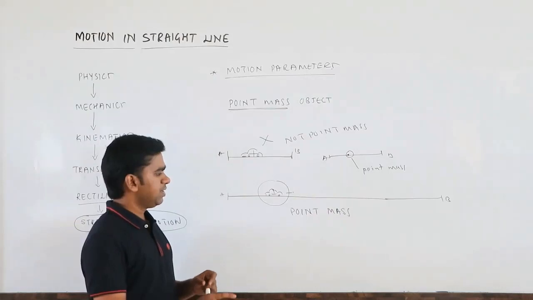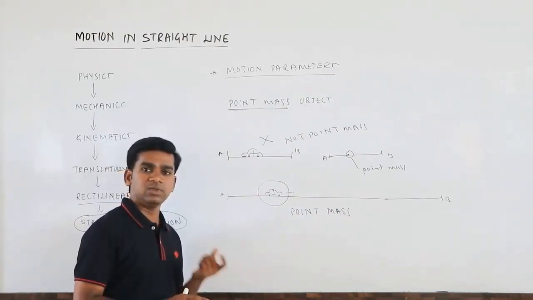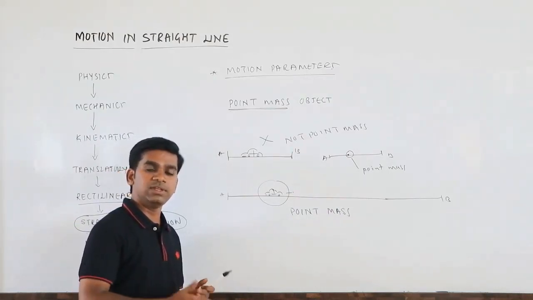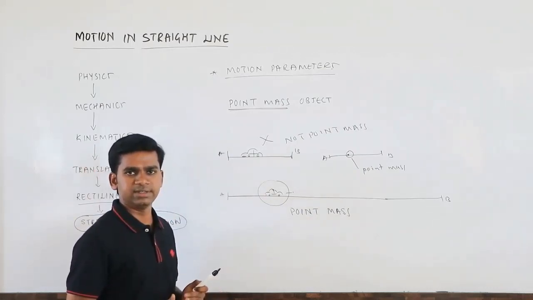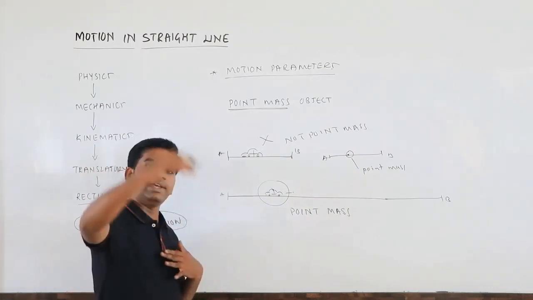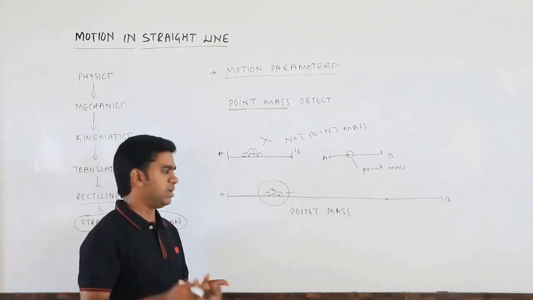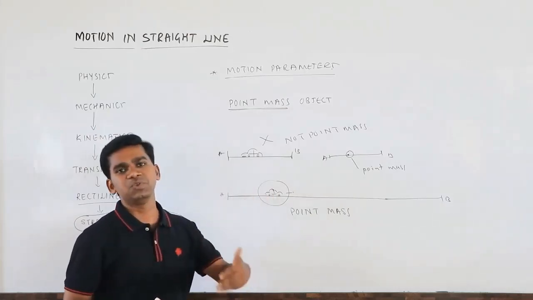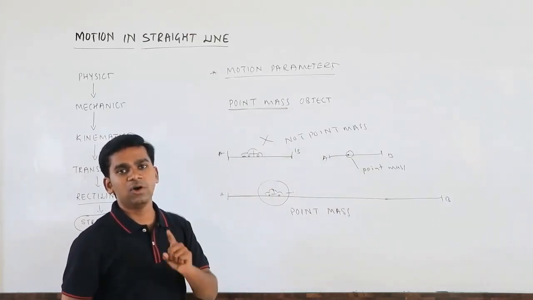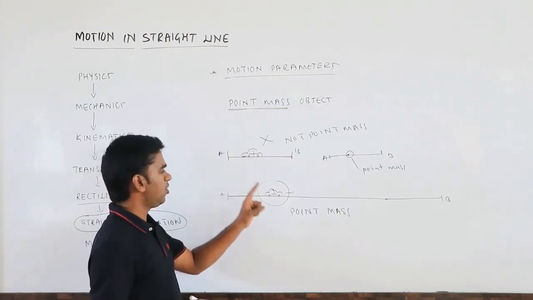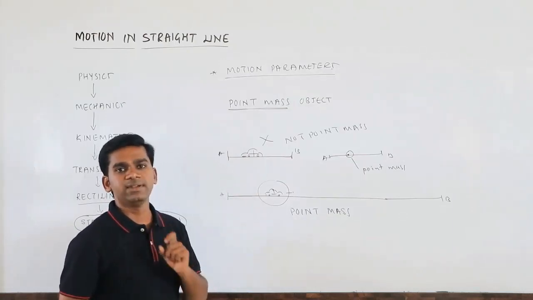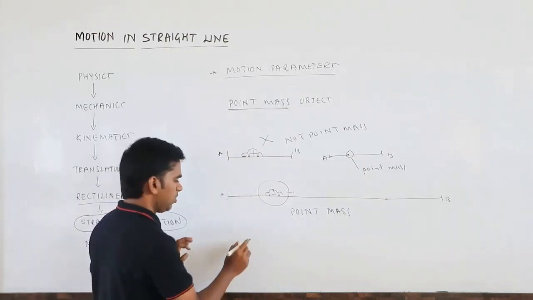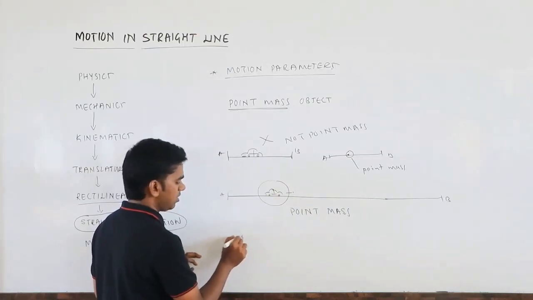That means point mass is not fixed. It depends on the distance you are considering. If the distance is very large as compared to the size of the object you are considering, then that object is going to be a point mass. Okay, so how can I write the point mass?